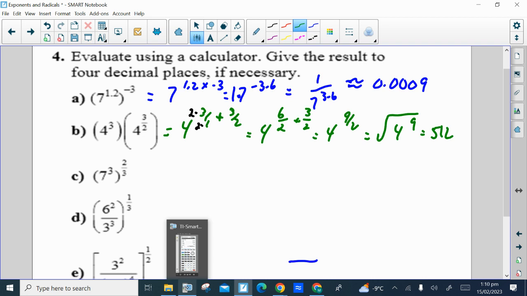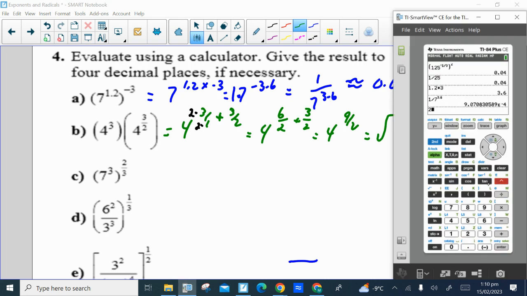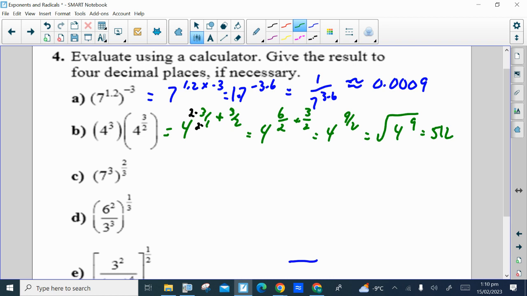Just check that. 2 to the power 9. Yep, 512. It's 2 times itself 9 times. Question C. Stanley, what do we do to the exponents there?